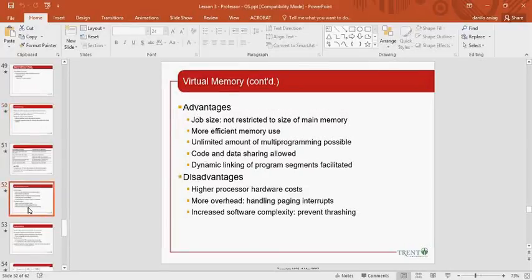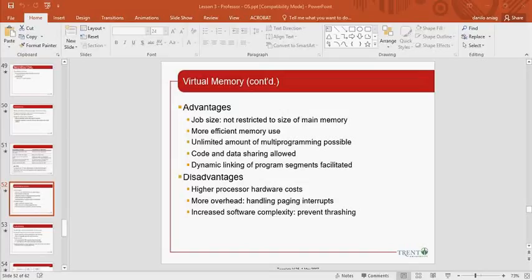Virtual memory management has several advantages. A job size is no longer restricted to the size of the main memory, or worse, to the free space available within that main memory. Memory is also used more efficiently because only the sections of a job stored in memory are those needed immediately, while those not needed remain in secondary storage.